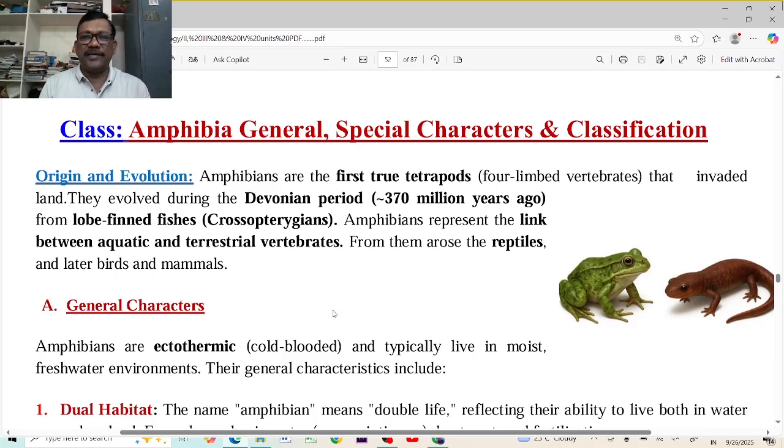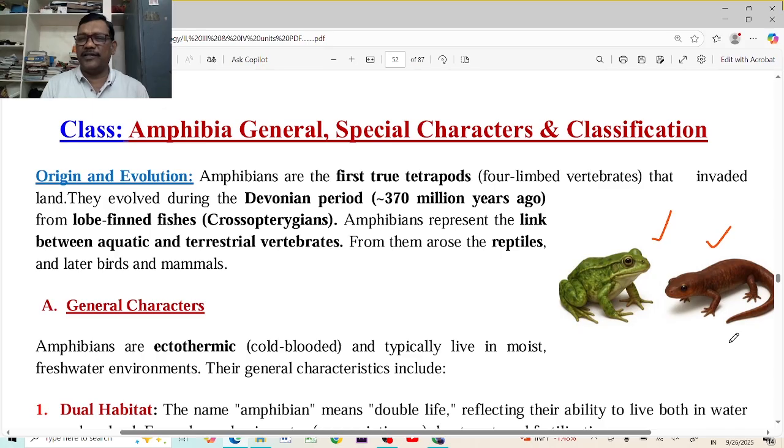But before discussing the general and special characters, we have to get the knowledge of the origin and evolution of frogs. Not only the frogs, all the amphibians, frogs and salamanders. The frog's skin is moist, and in all the amphibians the skin is moist because skin respiration is taking place. But in frogs we do not find any tail, whereas salamanders have a tail in their body.